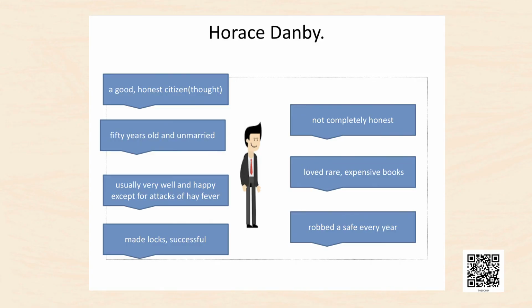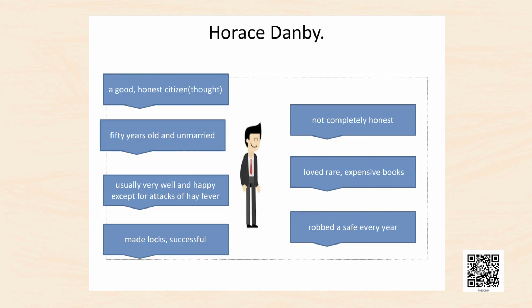He is not completely honest. He loved rare and expensive books. So what would be his hobby? Reading rare and expensive books. Good. He robbed one safe every year. What did he do with the money? He used to buy those books. I am giving you a minute to complete your graphic organizer. I hope everybody has done it.